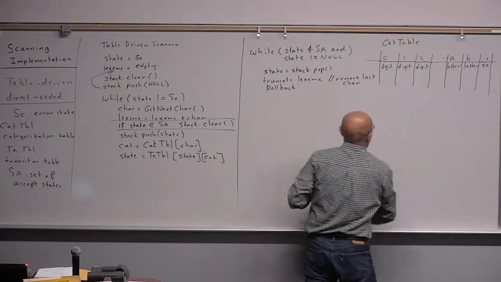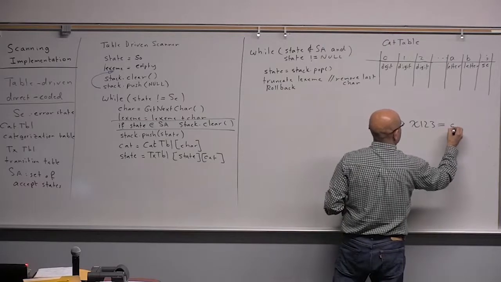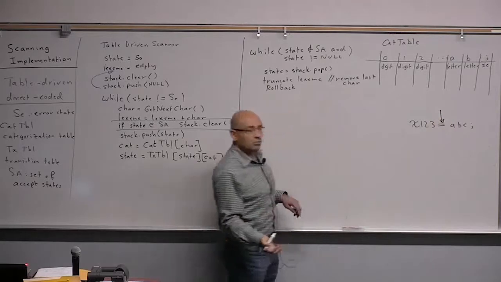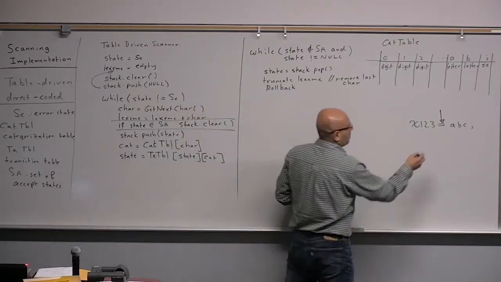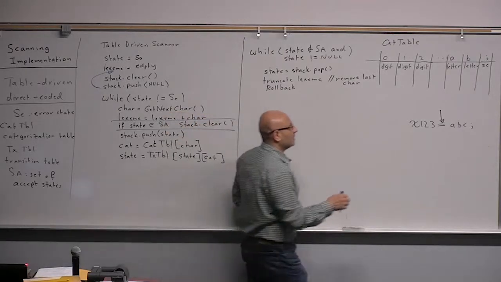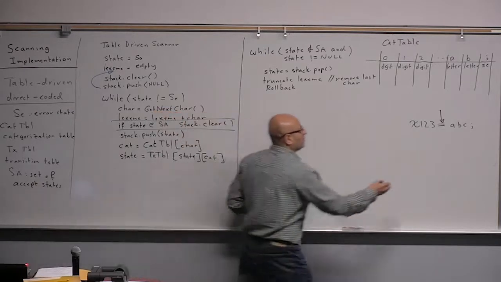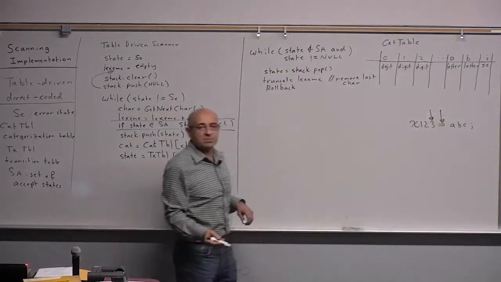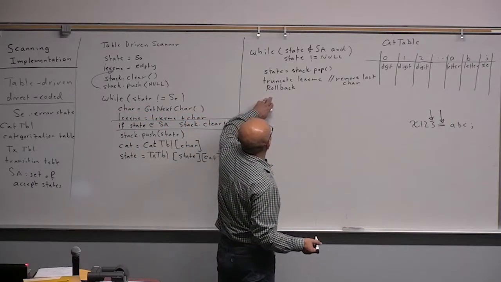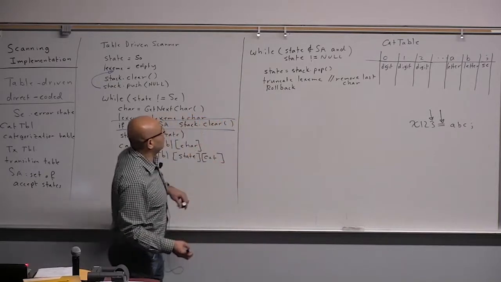So back to the example x123 equals ABC: when you get to this, you need to roll back. You remove the last character, which is the equal sign, and you move the pointer to this. So roll back means moving your pointer. Eventually you will get to a state that is either an accept state or a null state.